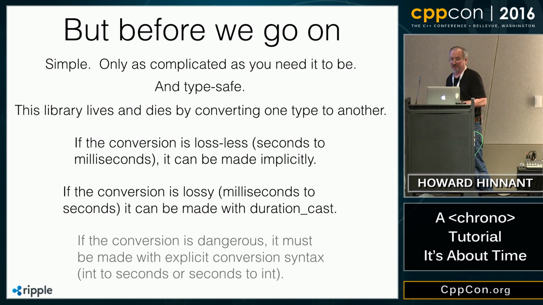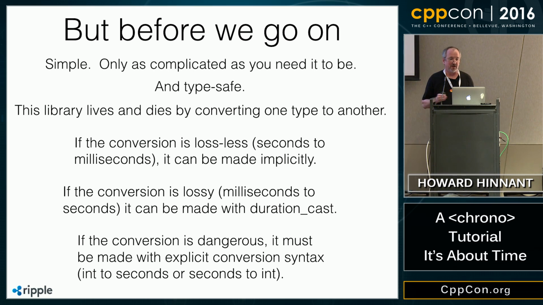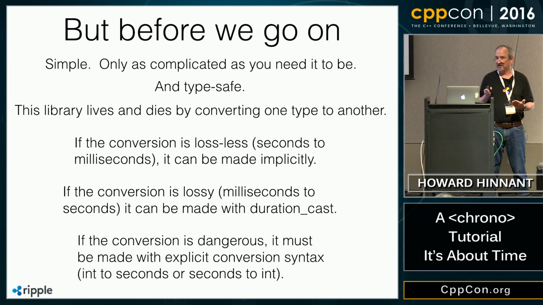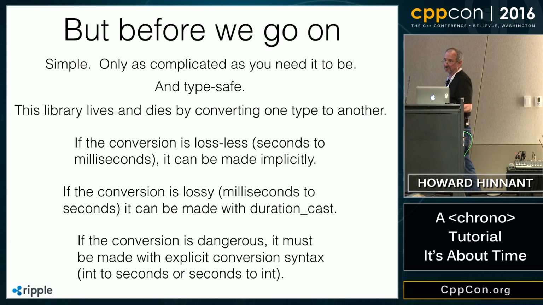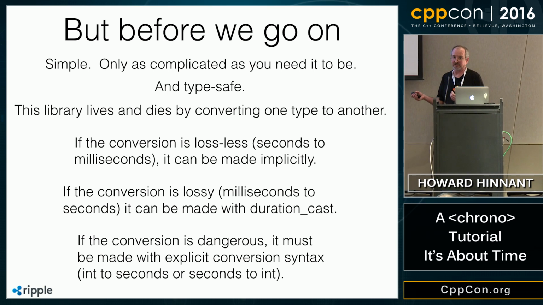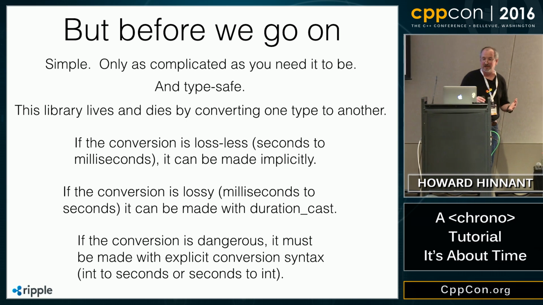So this library lives and dies by converting one type to another. If the conversion is lossless, that conversion can be made implicitly. If it's lossy, you need a conversion function such as duration_cast. And if the conversion is dangerous, such as converting an int to a duration or a duration to an int, there's very explicit syntax for doing that.